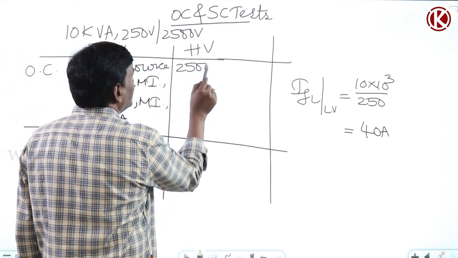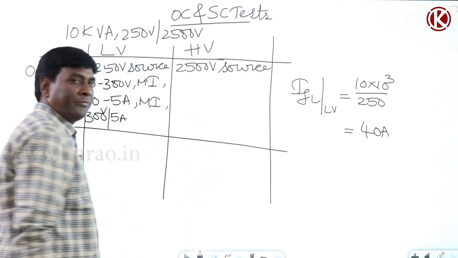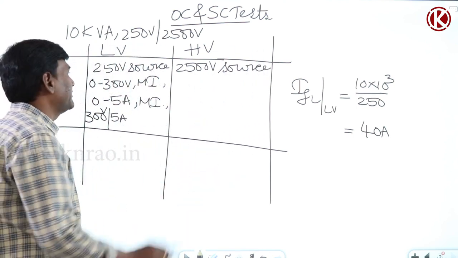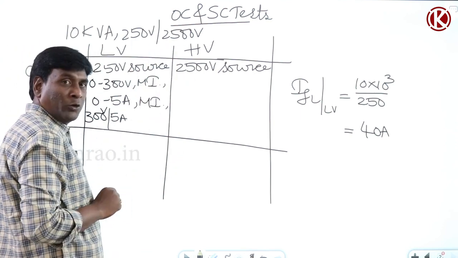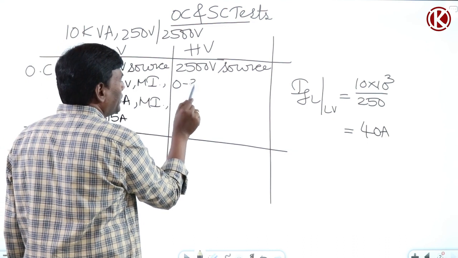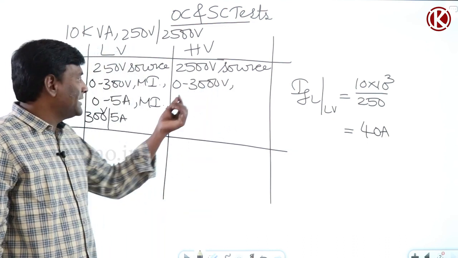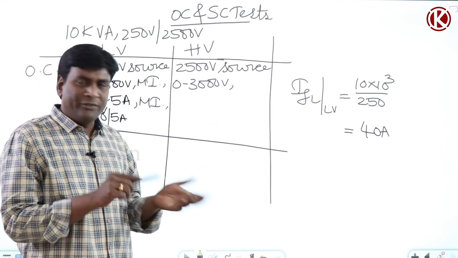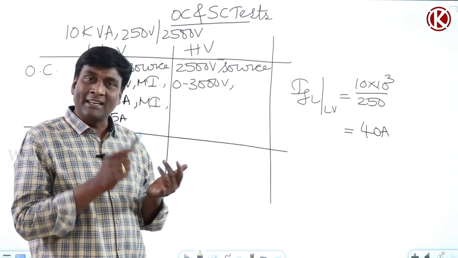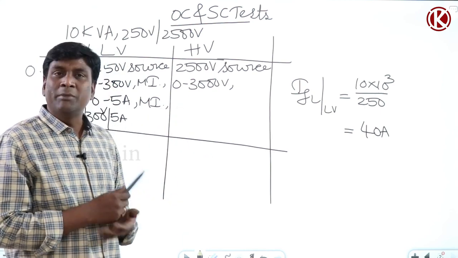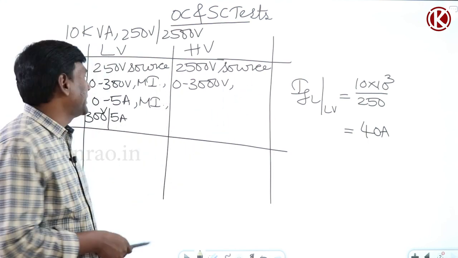So a 2500 volts source should be there, because the OC test should be conducted at rated voltage and at rated frequency. So in order to measure whether you are going to supply 2500 volts or not, my voltmeter, okay, now the moment the voltage is high, an MI instrument with shunts we can use, or we can think of a current transformer, potential transformer, maybe by using a potential transformer we will measure. So I don't want to write MI or something.